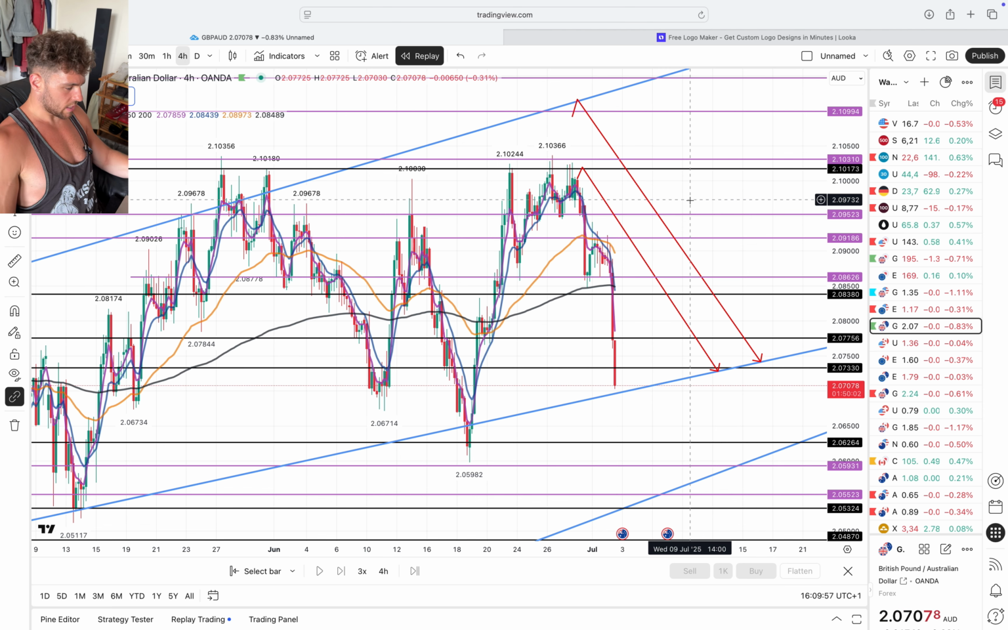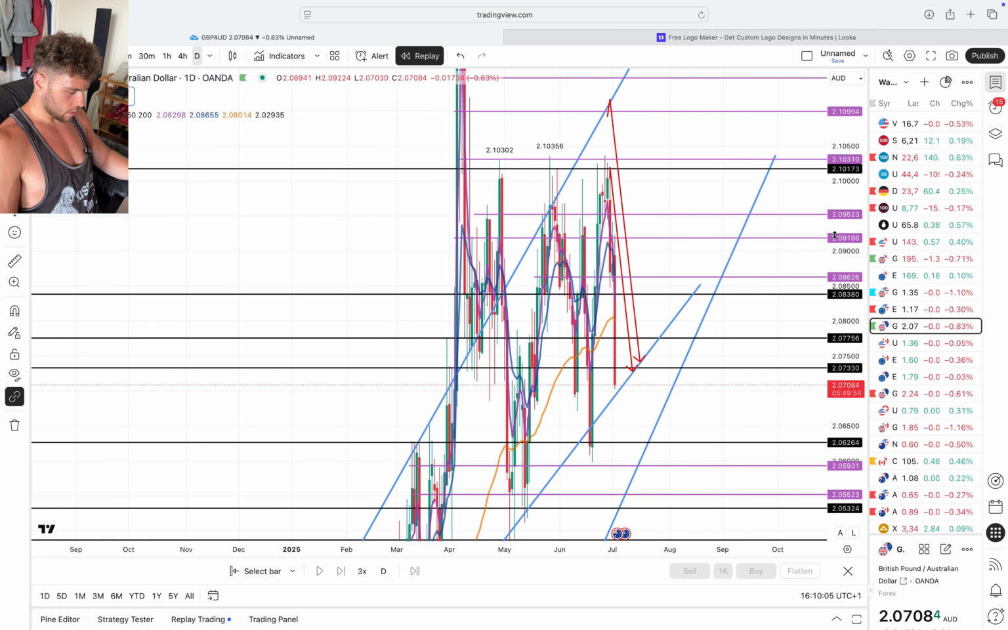This is more of a swing sell, as you can see. So let's hop straight into it. First things first, I want you guys to get a picture. Sorry if this looks a bit messy. We'll hop into the daily.